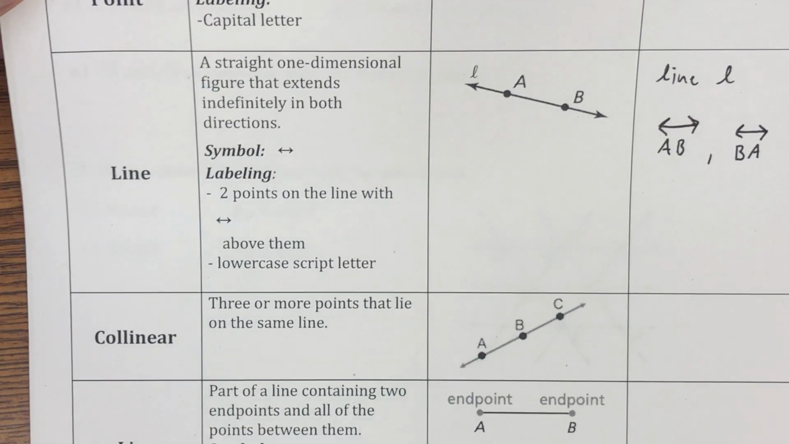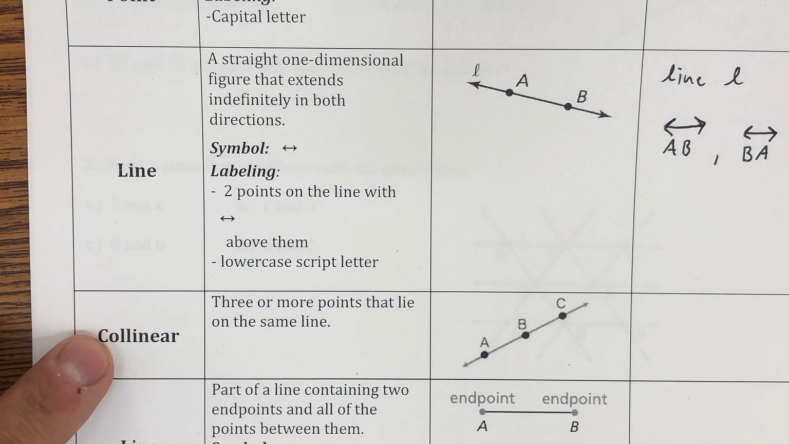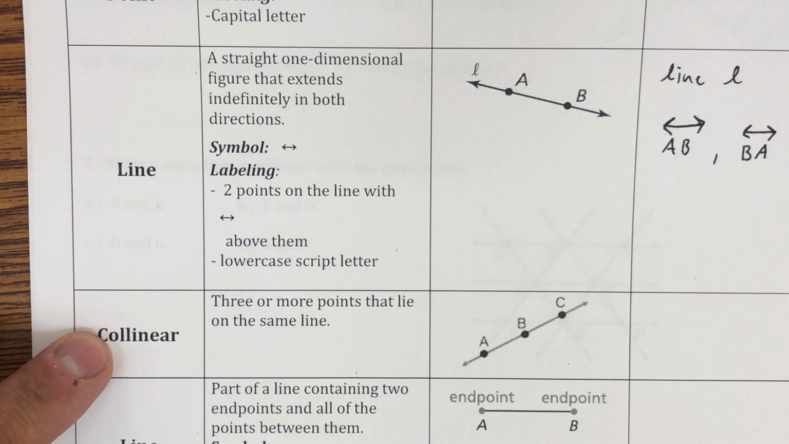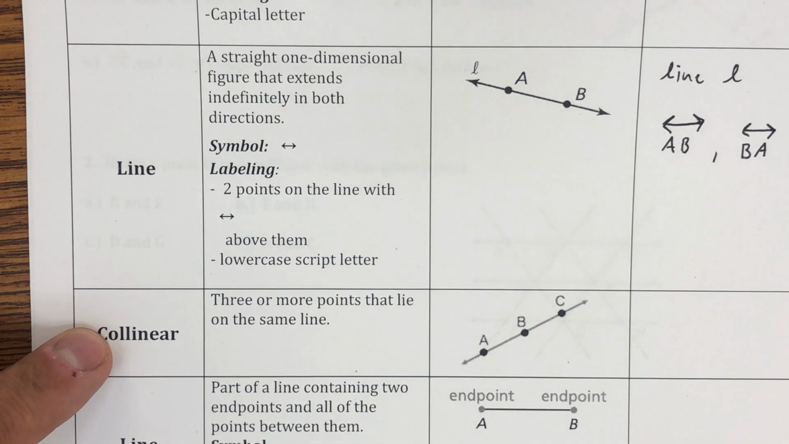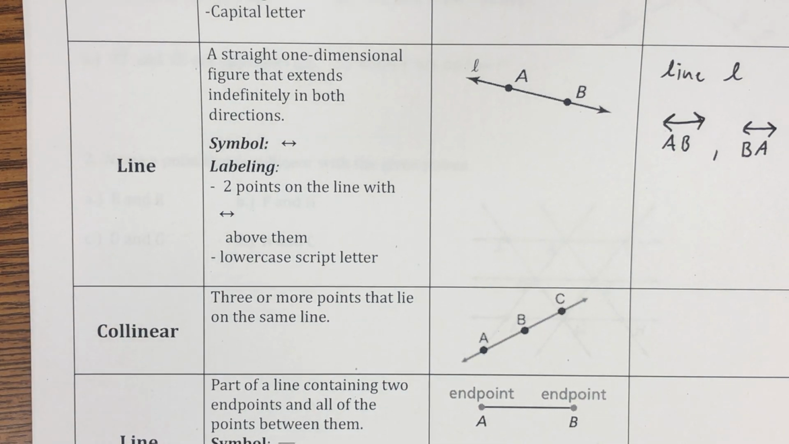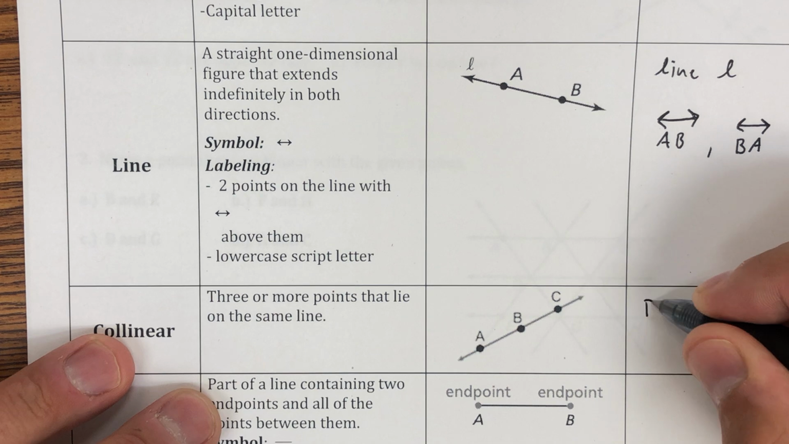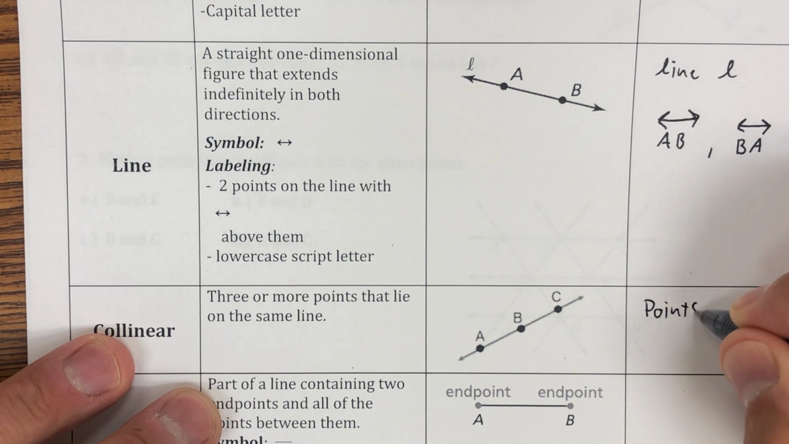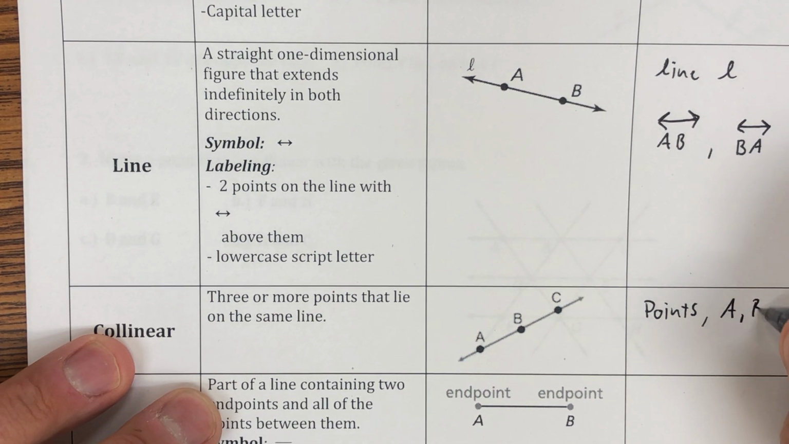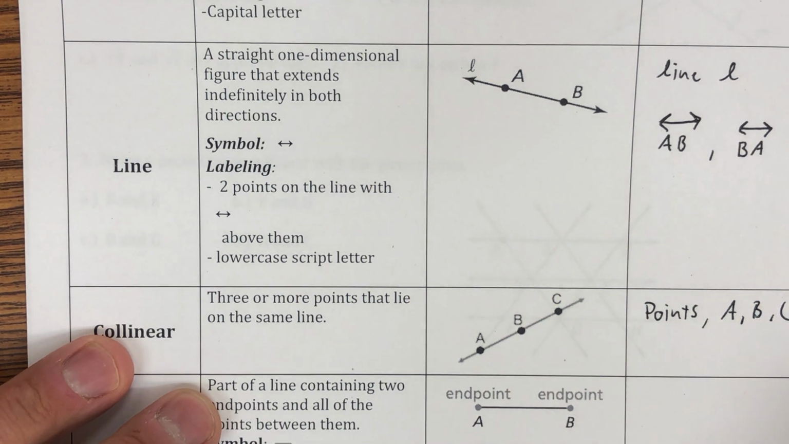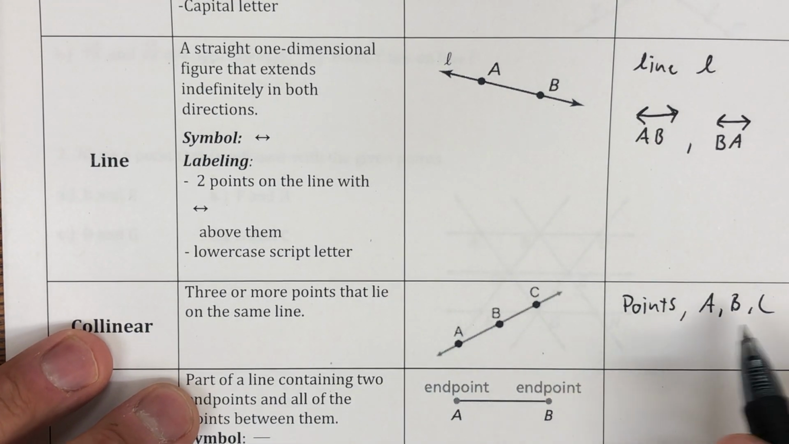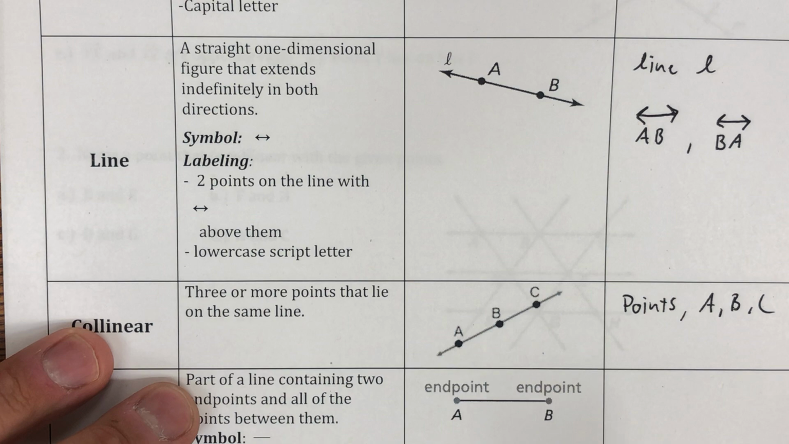Collinear, kind of a straightforward definition. Collinear are points that are on the same line. And there has to be 3 or more for them to be collinear, because through any 2 points, there is a line. So in this case, points A, B, and C are collinear. When I name the numerous points, points A, B, and C, make sure you put a comma between them. Those are all collinear. They're on the same line.